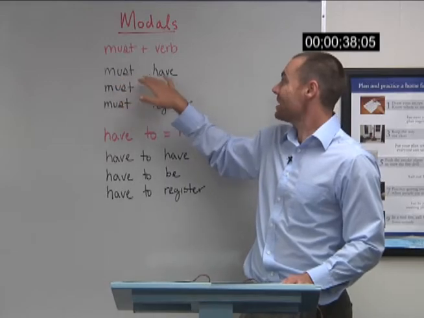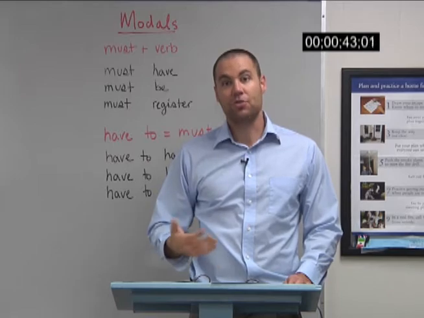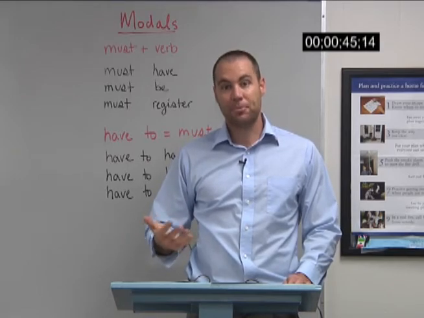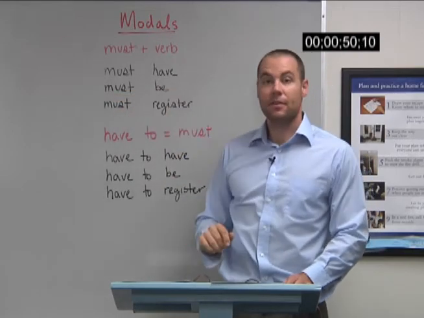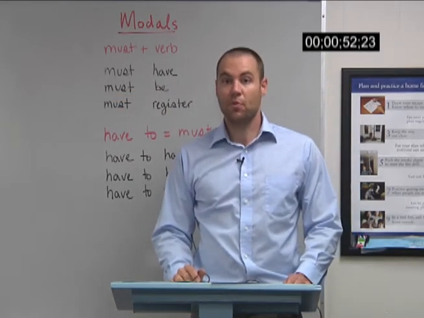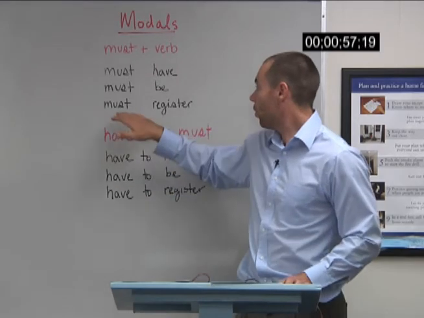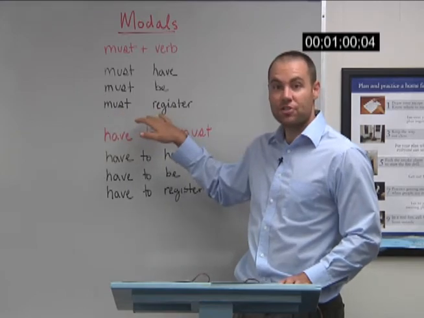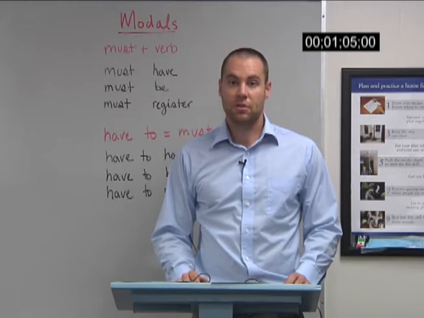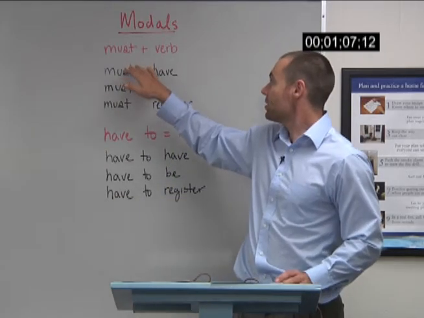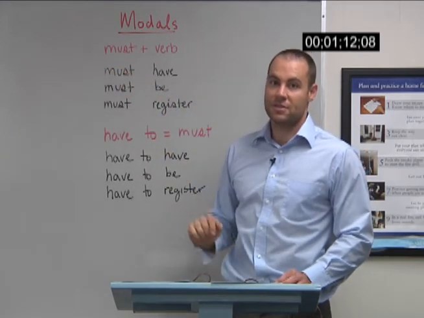So, must have: you must have a driver's license to drive a car. It's absolutely necessary. Must be: you must be 21 years old to buy alcohol. Or, must register: you must register to be able to vote. Must means that something is absolutely necessary. You don't have a choice.